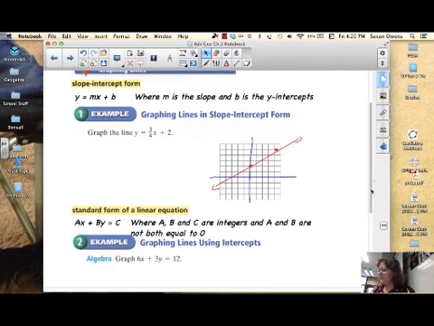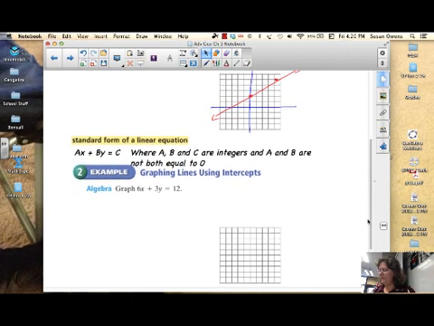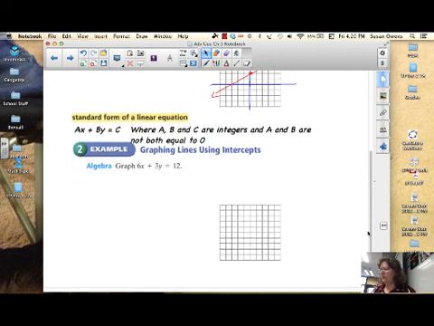The next one I have is called standard form. Standard form is where the x and y are on the same side of the equation and the constant is on the other side of the equation. And the important part is the coefficients of x and y and the constant have to all be integers, so they can't be fractions or decimals. Okay, so it's ax plus by equals c, where a, b, and c are integers.